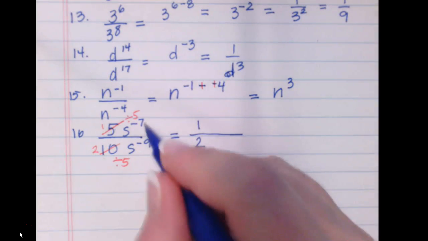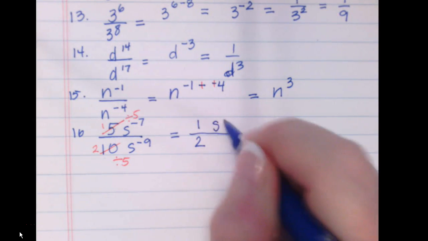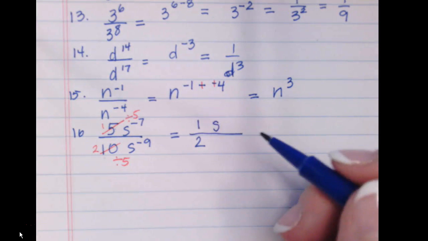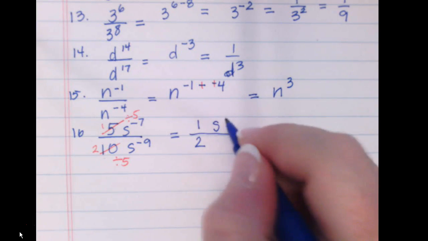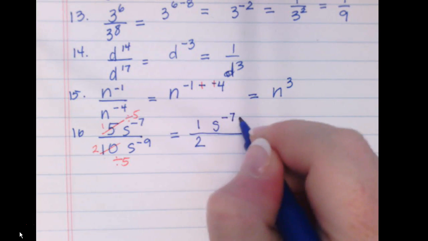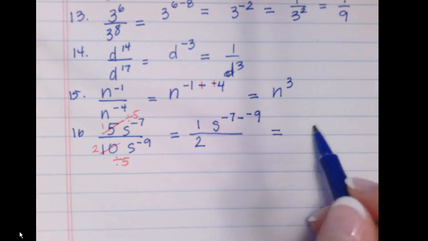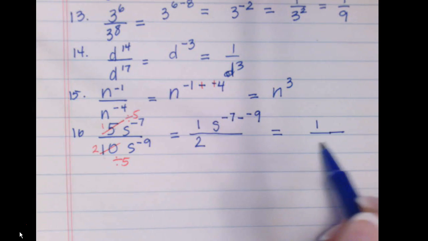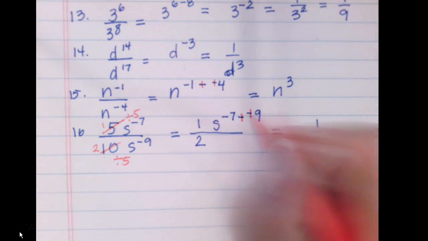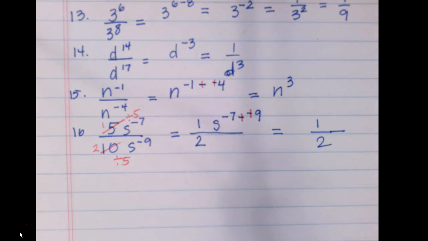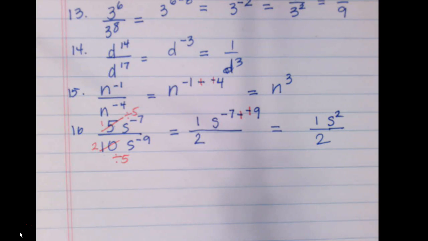So I've got my numbers dealt with. Now I need to deal with my exponents. So I've got s, and I'm just going to write it in the numerator for now because that's how my division rule works. So I'm going to put negative 7 minus negative 9. And so for my final answer, negative 7 plus positive 9 is positive 2. So I end up with a positive 2 for my exponent of s.